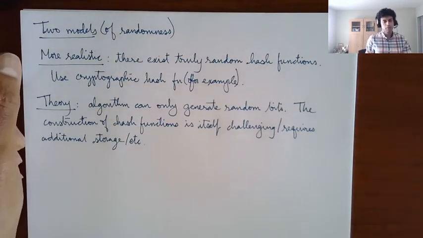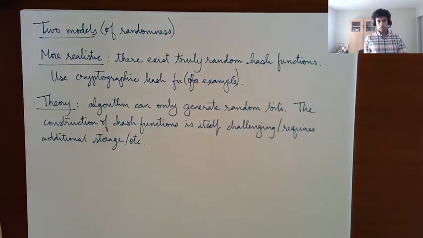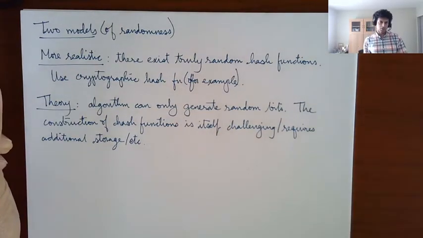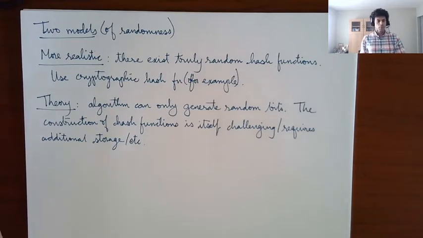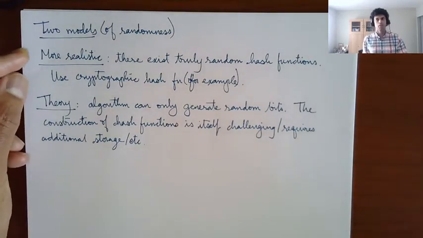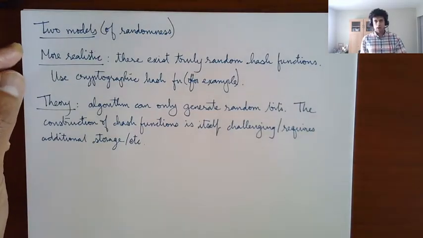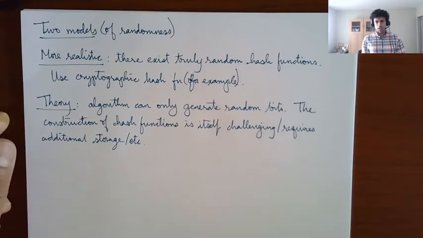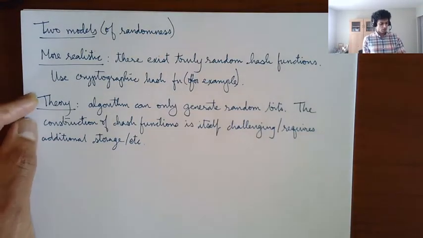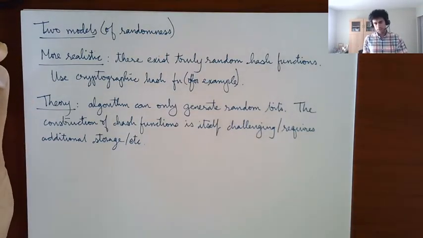The more realistic viewpoint, which would still require significant algorithmic thinking, is that there exist truly random hash functions, such as cryptographic hash functions. And so we might as well assume that there exist such hash functions, because this will make many of our problems much easier. And in the theory literature, you will see a significant amount of work done to overcome these assumptions.